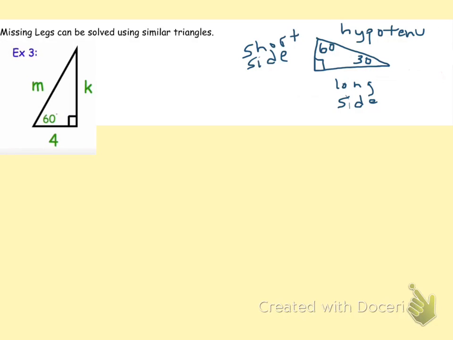As you can see in the triangle on the left, we only know one side length. It's a side length across from the 30-degree angle. Even though it's not marked 30 degrees, we know it's 30 degrees because we have a 60-degree angle and a 90-degree angle. The first thing we need to do to solve for M and K is set up what we call a reference triangle.